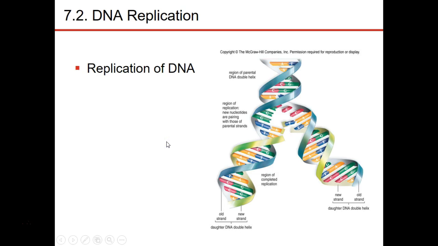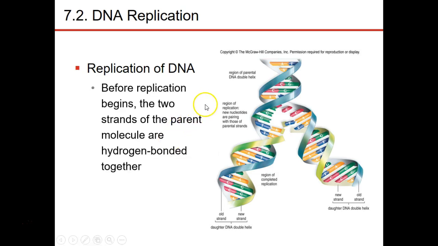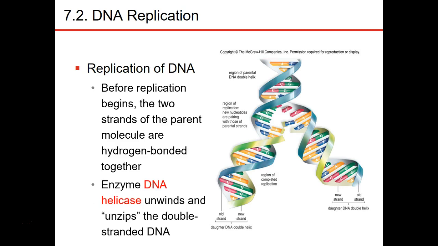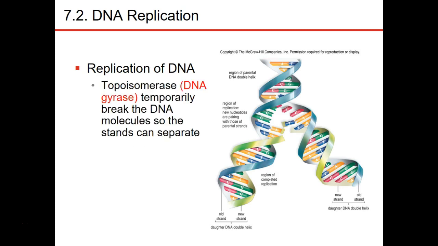So replication of DNA. First, we're going to have to break the hydrogen bonds so that the parent strands can be replicated. DNA helicase helps with breaking those bonds, unwinding and unzipping the DNA. Topoisomerase or DNA gyrase also helps with breaking those bonds.